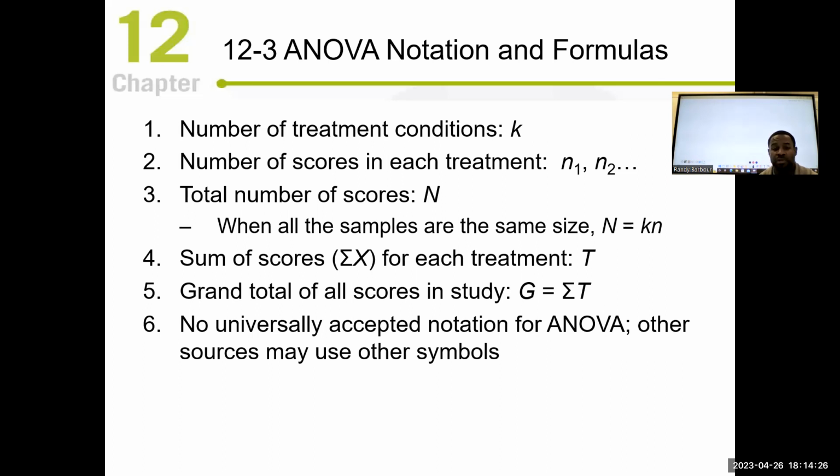Number 4 is the sum of scores. For each treatment condition, I sum all of those scores together, and it gives me a T. So T1 would be a certain number, T2 would be the total of those scores, and T3 would be the total for that third group. To get my grand total for all of my scores, I just sum all of those totals from step 4. We're going to use all of these in the formulas that we'll see.